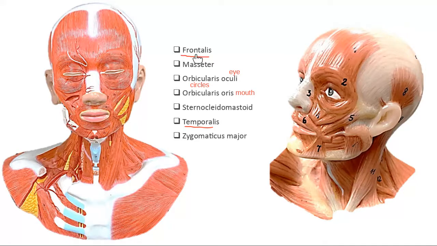How would you describe the location of the frontalis muscle? Where is the frontalis muscle found? Yeah, so Kira says the frontal region, right? Absolutely. So the frontal region, that's your forehead, right? The frontalis is this big muscle that I can see here. It's also the muscle that I can see here.